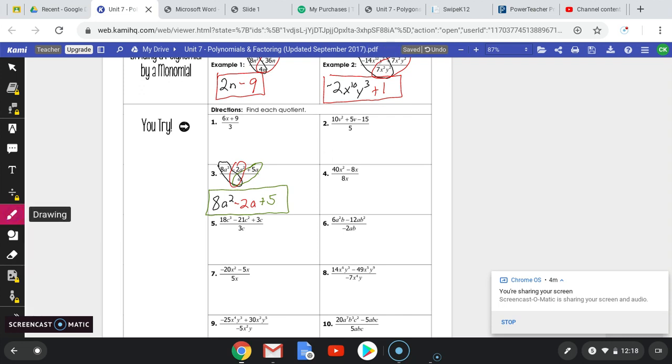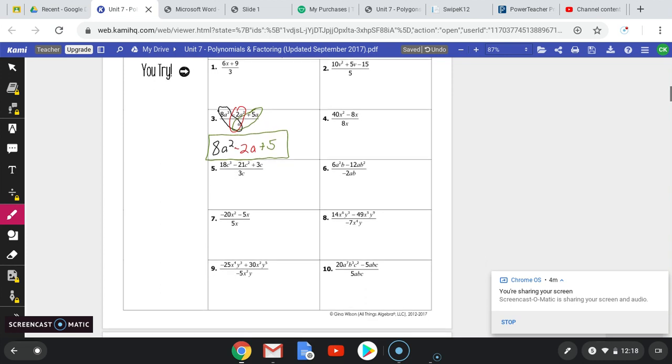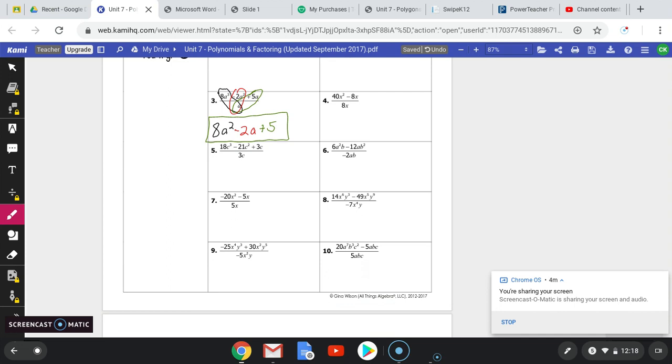All right, like I said, we're going to be skipping around a lot here. Let's look at number 8. 14x to the 6th y cubed divided by negative 7x to the 4th y. So 14 divided by negative 7 is negative 2. X to the 6th divided by x to the 4th, 6 minus 4 is 2. Y cubed divided by y, 3 minus 1, 2.